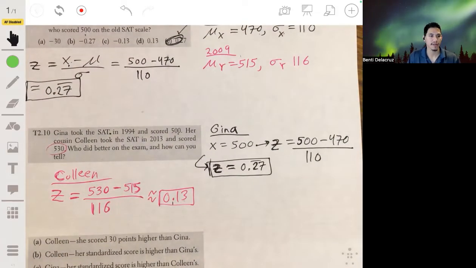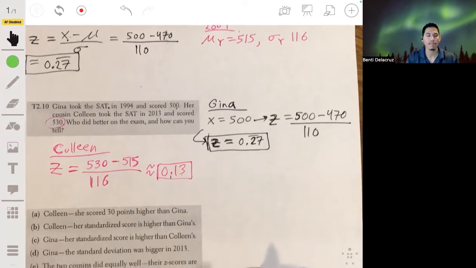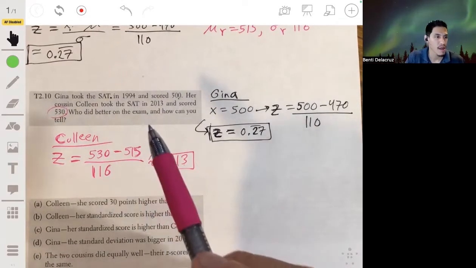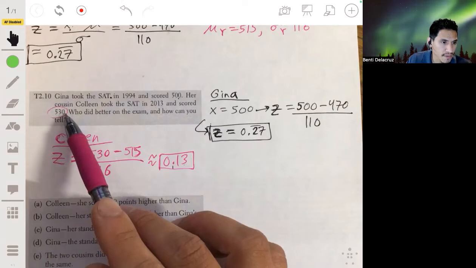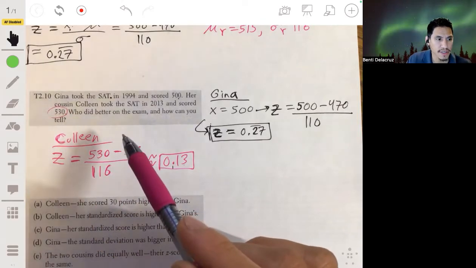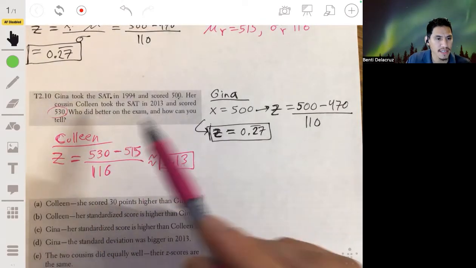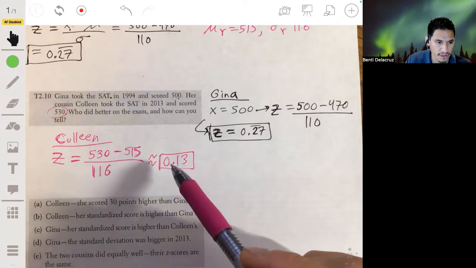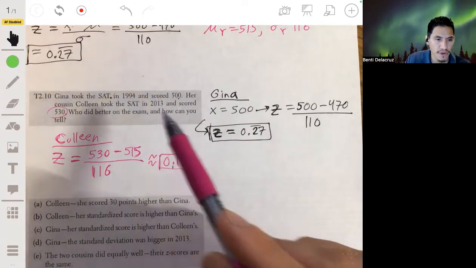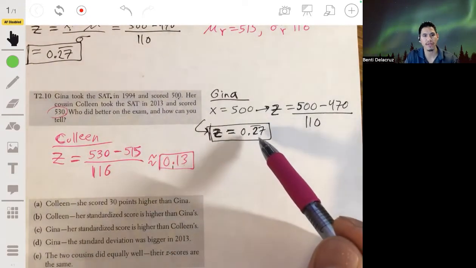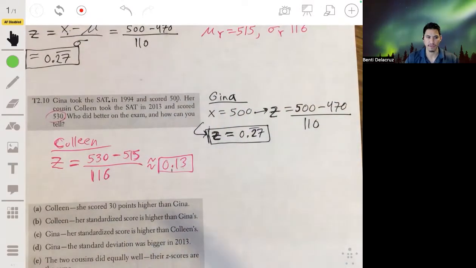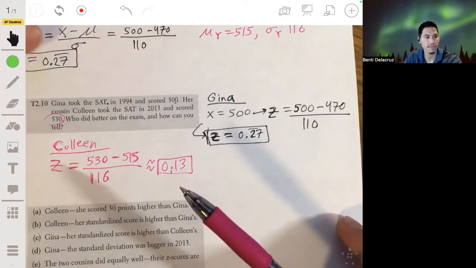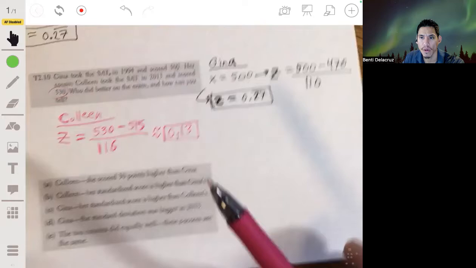And so you can see that even though Colleen had a higher raw score, 530, relatively speaking, she didn't score as high as Gina, because she only scored 0.13 standard deviations above the mean, whereas Gina scored 0.27 standard deviations above the mean. So let's see which answer best matches this one. We have A, B, C, and D.